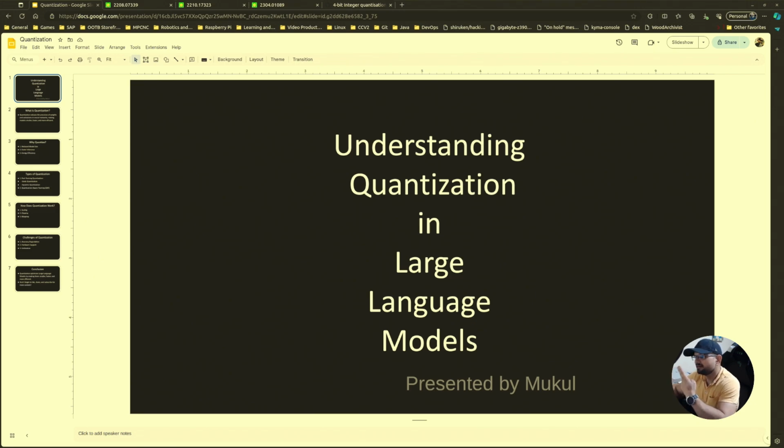So why do we need quantization? There are three main reasons. One, smaller size. Two, faster performance. And then three, energy savings. So let's go into them one by one.